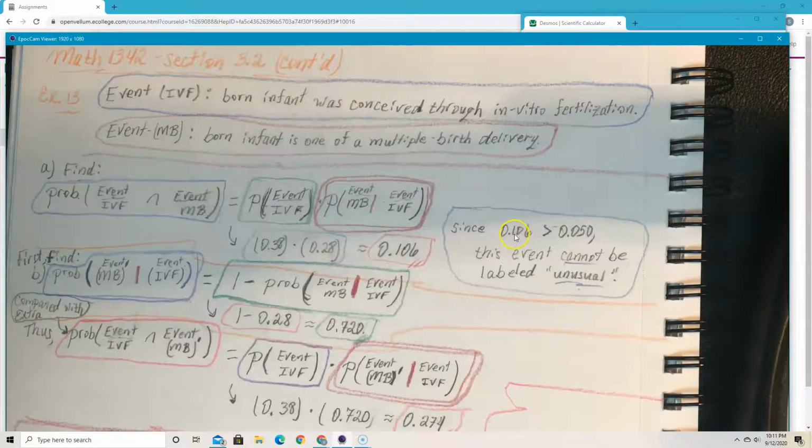Since 0.106 is greater than 0.050, this is larger this time. This probability value is larger this time than 0.05, so this event cannot be labeled unusual. It's not a large probability, but it's not small enough to be labeled, quote, unusual.